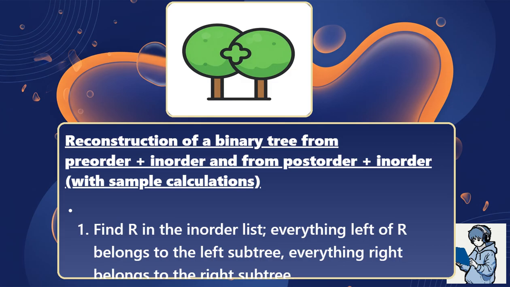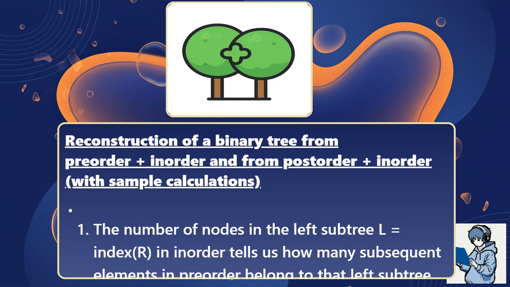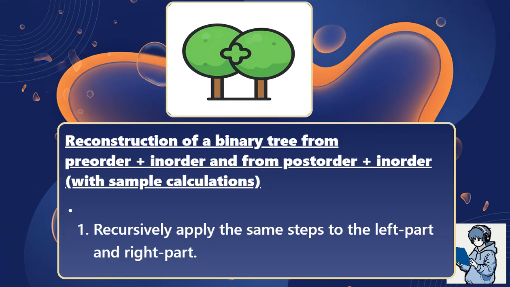Everything left of R belongs to the left subtree, everything right belongs to the right subtree. 3. The number of nodes in the left subtree L, which equals the index of R in inorder, tells us how many subsequent elements in preorder belong to that left subtree. 4. Recursively apply the same steps to the left part and right part.